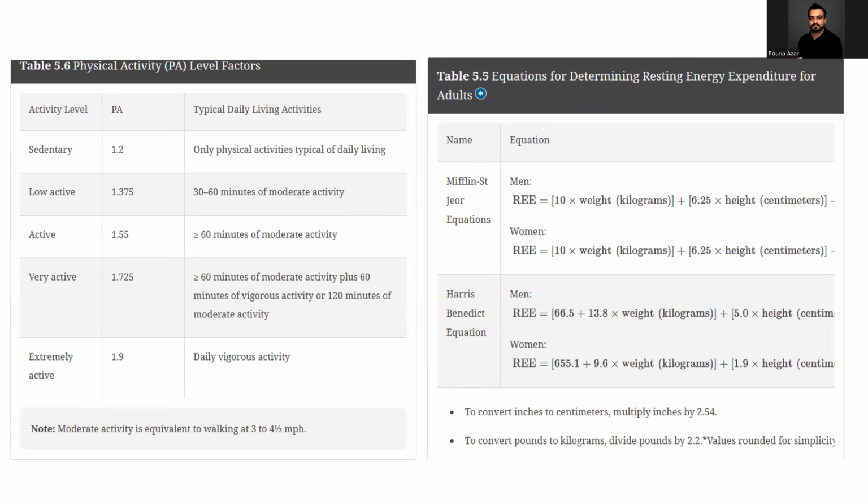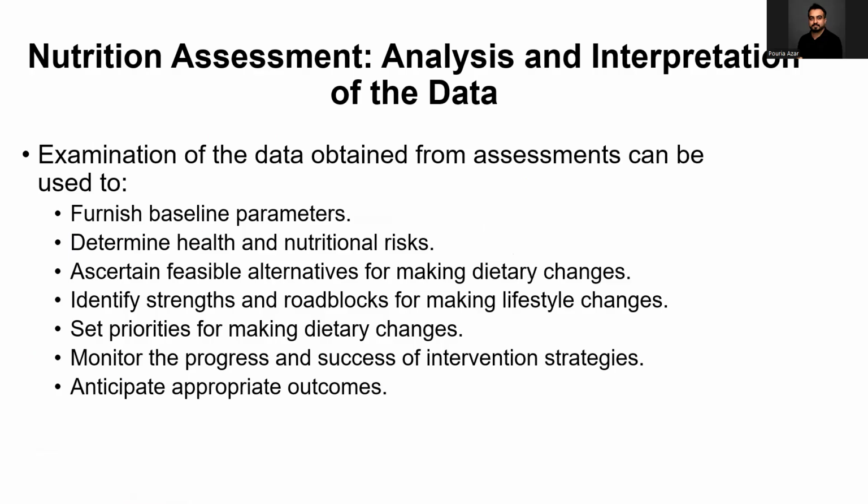And here we have the physical activity level factors in order to calculate the energy required by physical activity, and we have different formulas. You don't need to remember these. You don't need to memorize these formulas.